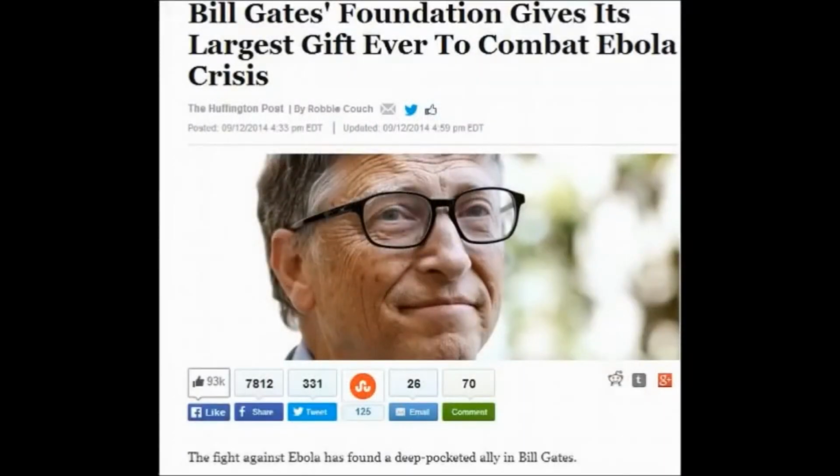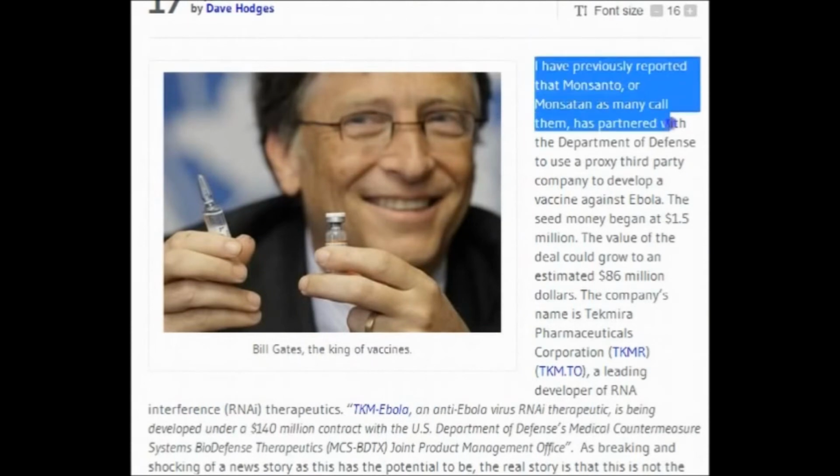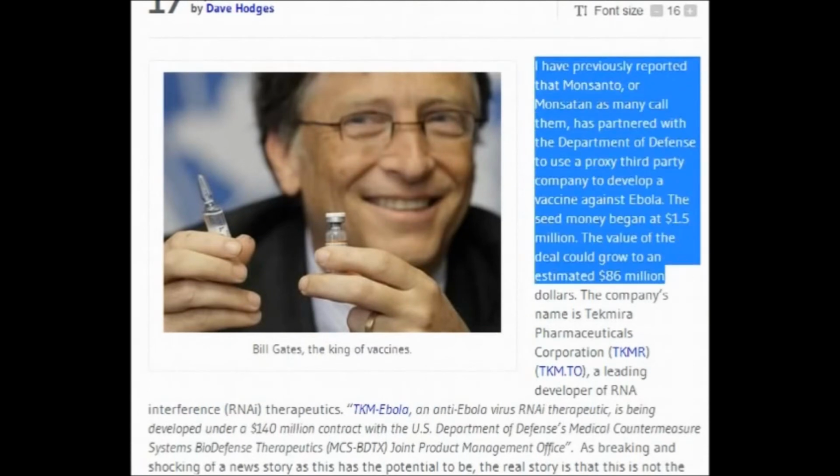There you go. Full-fledged admission that if they do a good job on vaccines, they can lower population. Now let's read this. I have previously reported that Monsanto has partnered with the Department of Defense to use a proxy third-party company to develop a vaccine against Ebola.